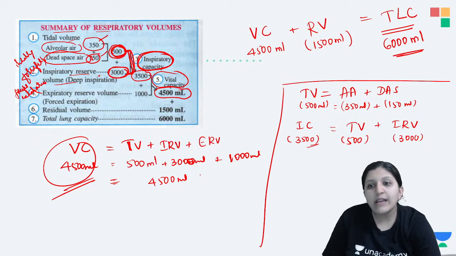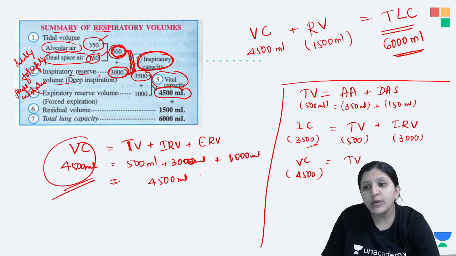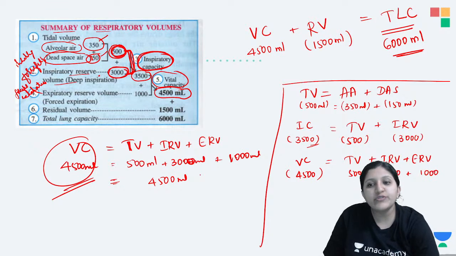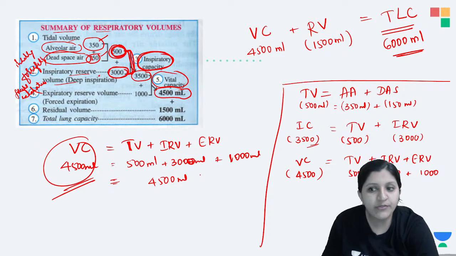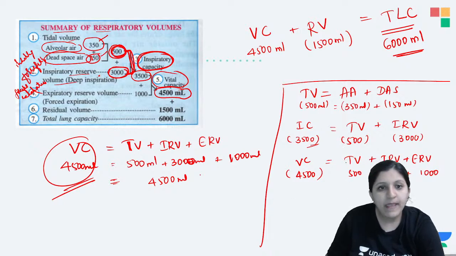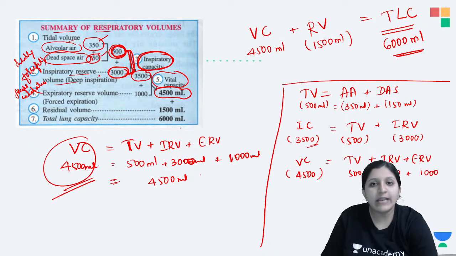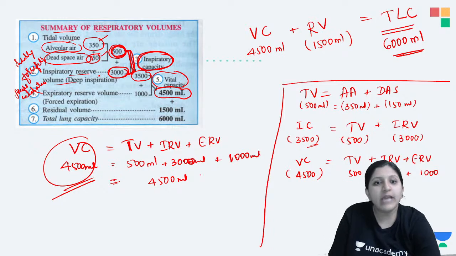Now I want to calculate the vital capacity, which is about 4500 ml. Okay, so this is going to include TV plus IRV plus ERV. So this is going to give me about 500 plus 3000 plus 1000. So you can calculate here. So it is forming about 4500 ml.